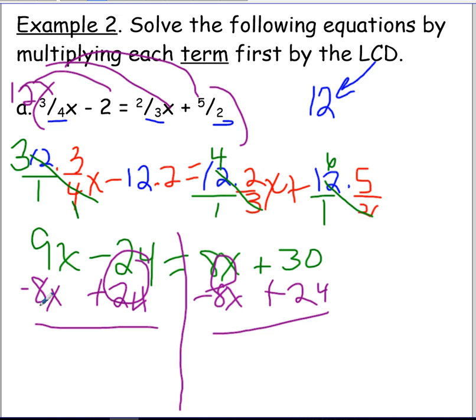And when we simplify, 9 minus 8 is a single x, so we don't have a coefficient to divide off. And 30 plus 24 will leave us 54. So again, if we plugged 54 in as x, we should get a true statement. Let's take a look at another one.